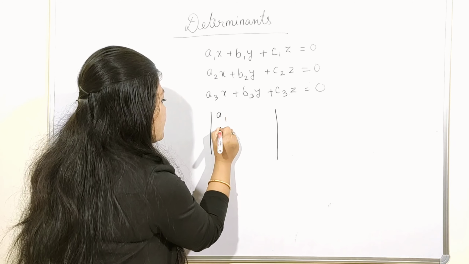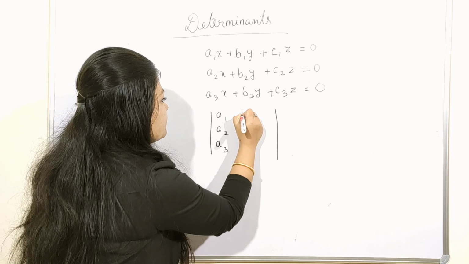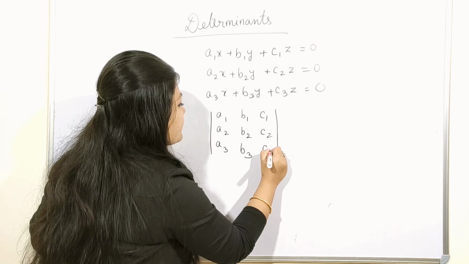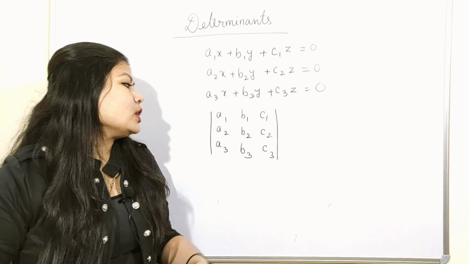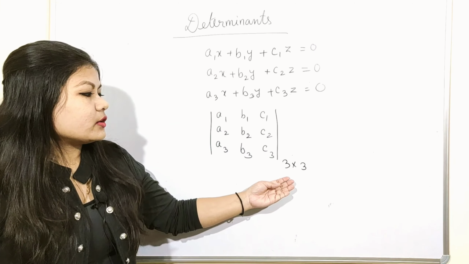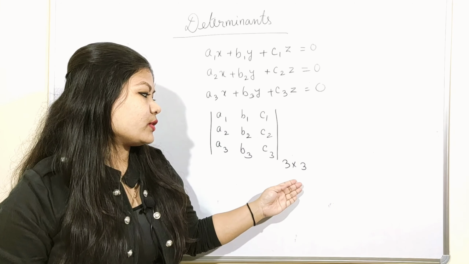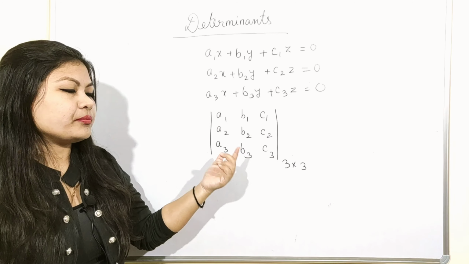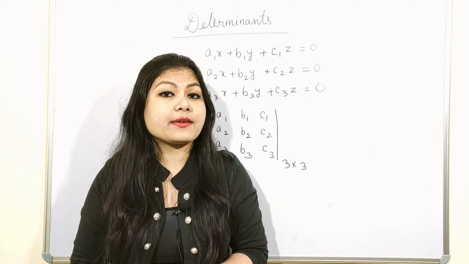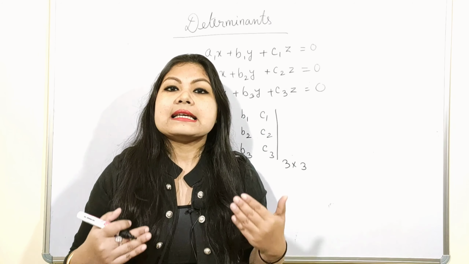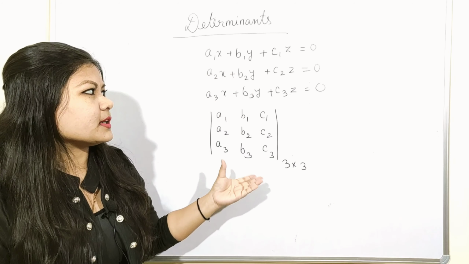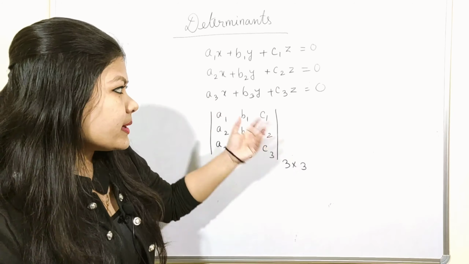Writing down the coefficients of x in one column, then the coefficients of y in another column and the coefficients of z in another column, we get a 3 by 3 determinant. Here the order of the determinant is 3 by 3 because it has 3 rows and 3 columns. So it is a general property of a determinant that it always has the same number of rows and columns. In this way we can form a 3 by 3 determinant.